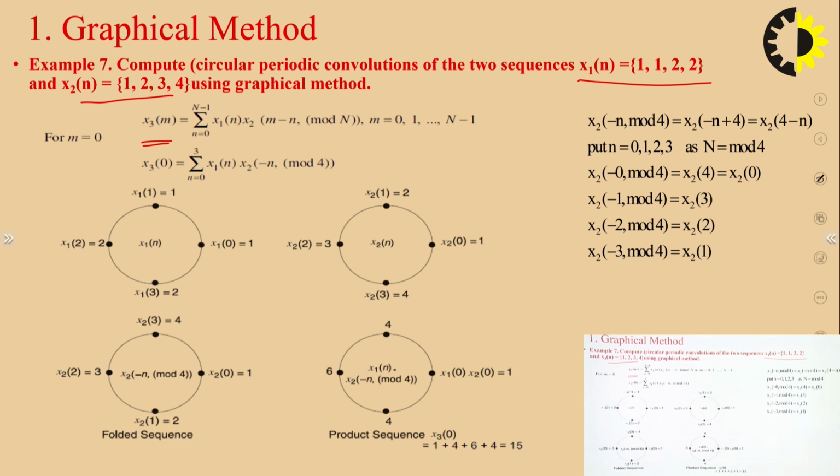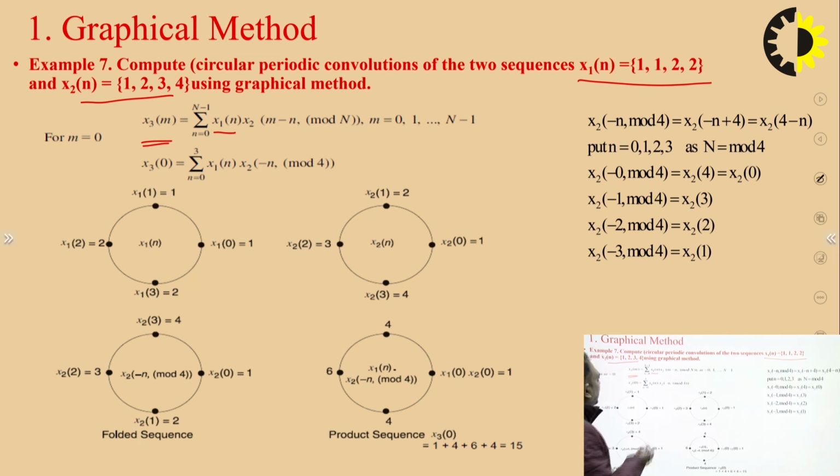According to this definition, we take the first sequence and another sequence. How will we do the convolution? We take the first sequence as it is, and we take the mirror image of the second sequence. Then we shift it, multiply it with the first sequence, and add it up. This is basically the process in convolution.